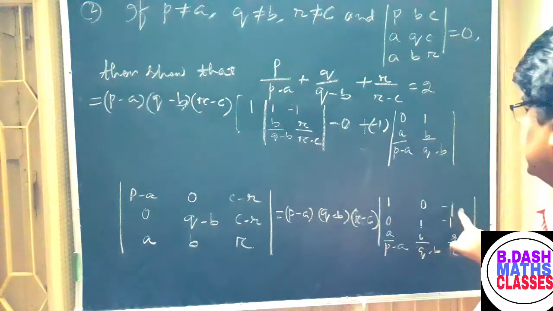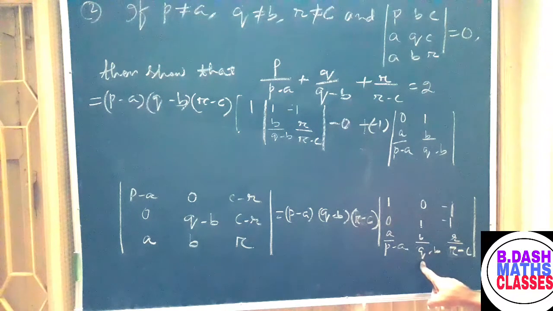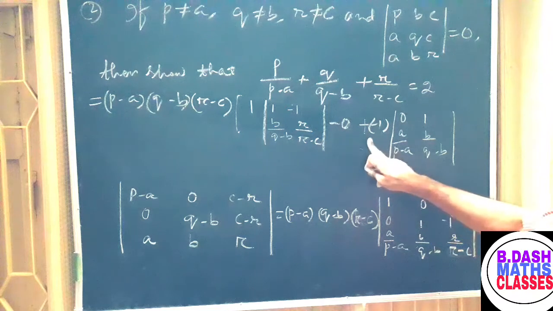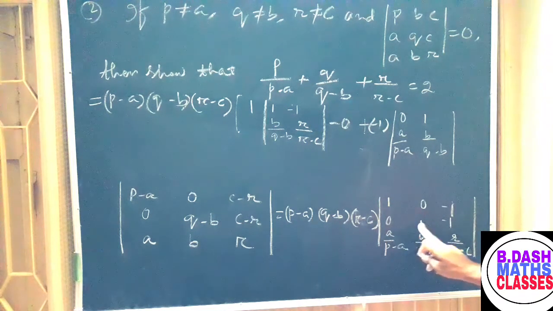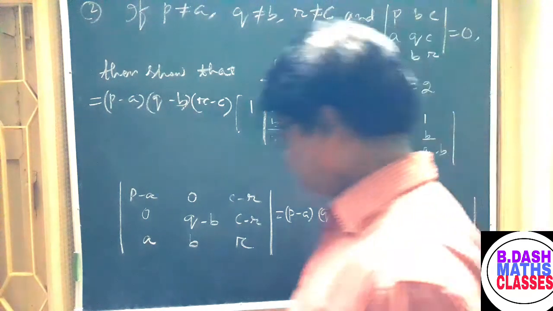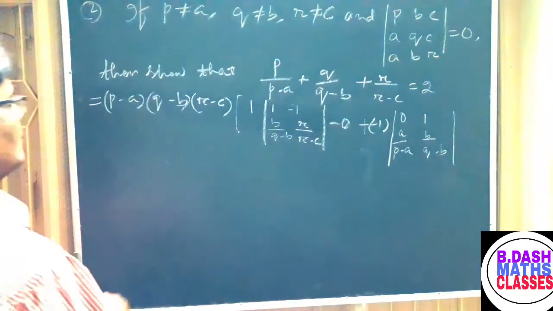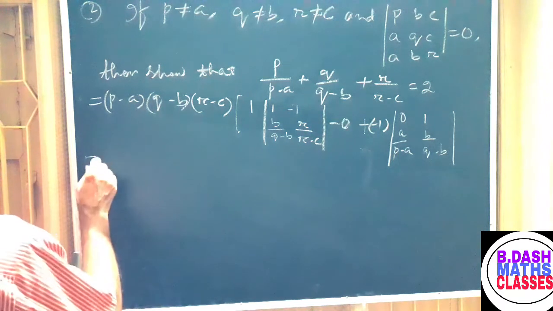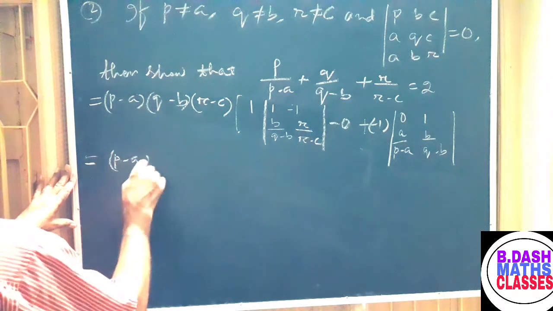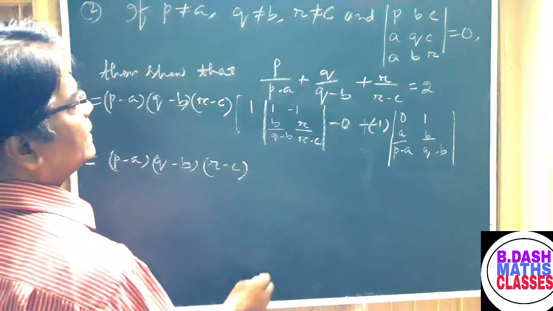So we are expanding this determinant, taking the first row. So we are taking 1, its cofactor will be 1 minus 1, B by Q minus B, R by R minus C. Then minus 0, plus of minus 1. So this is 0, 1, A by P minus A, B by Q minus B. Now we get this is equal to P minus A, Q minus B, R minus C.